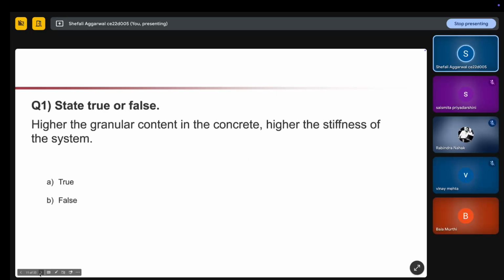So the first question is, state true or false: higher the granular content in the concrete, higher the stiffness of the system. True or false? The answer for this question is true.